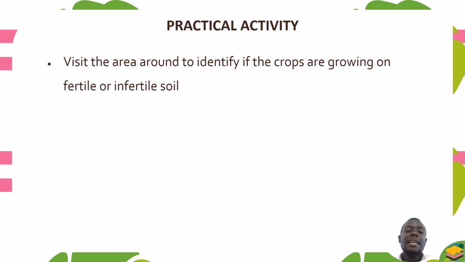So this is an activity for you. Try to visit the area around you to identify if the crops are growing on fertile soil or on infertile soil. Based on the characteristics, you'll be able to tell: are the crops growing on fertile soil or are they growing on infertile soil?